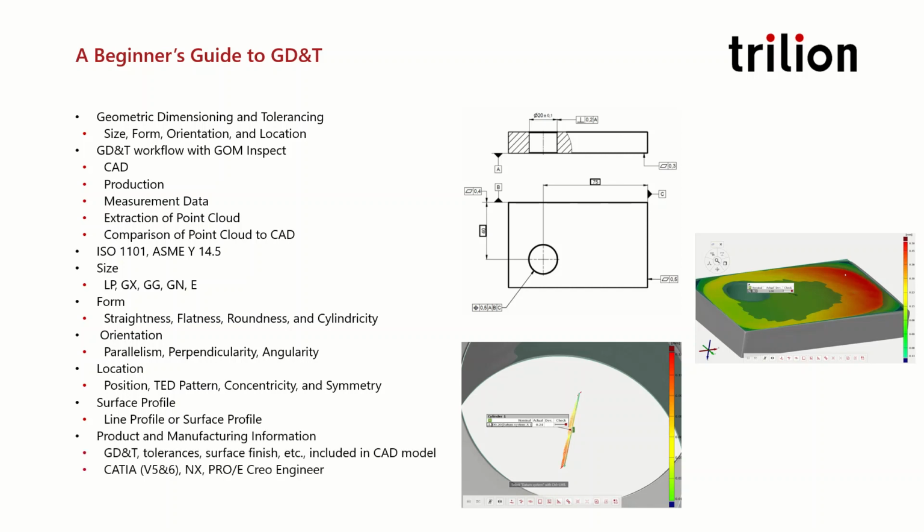CAD files can include GD&T information called product and manufacturing information that can be imported directly along with the CAD model into GOM Inspect. Currently, the supported CAD softwares for using PMI is CATIA versions 5 and 6, NX, and Pro-E Creo.